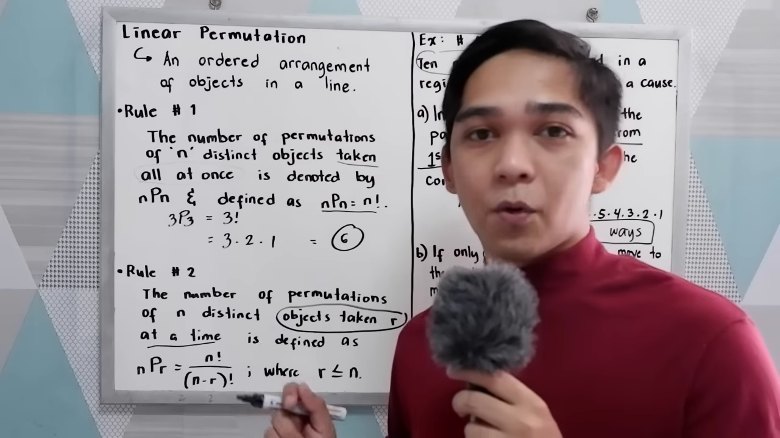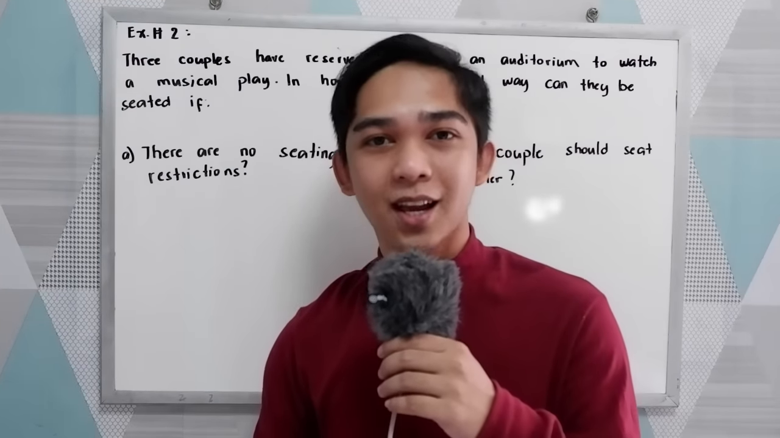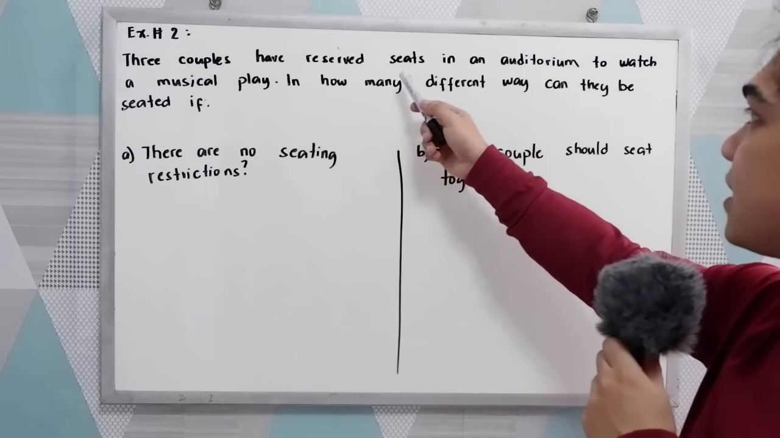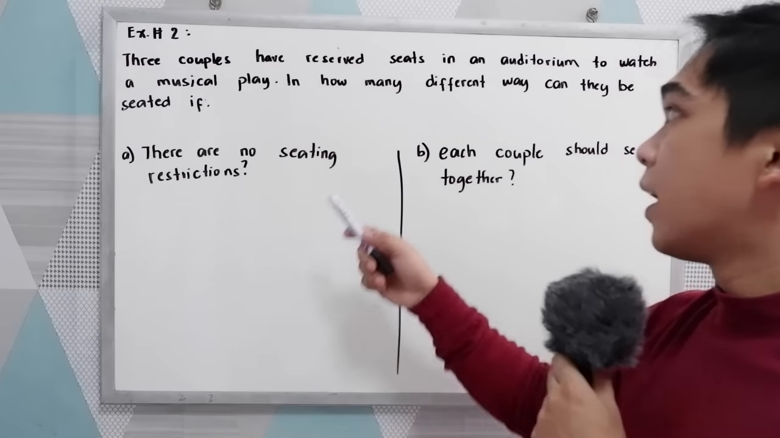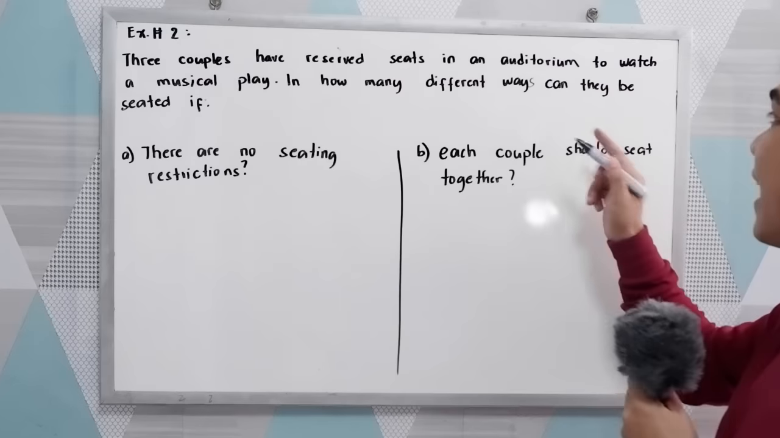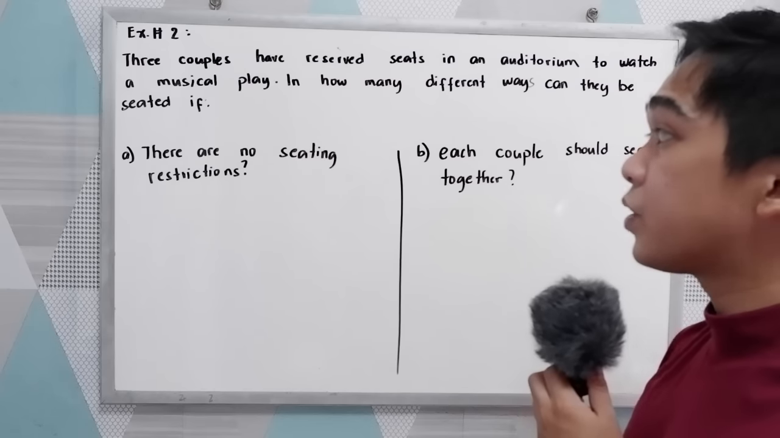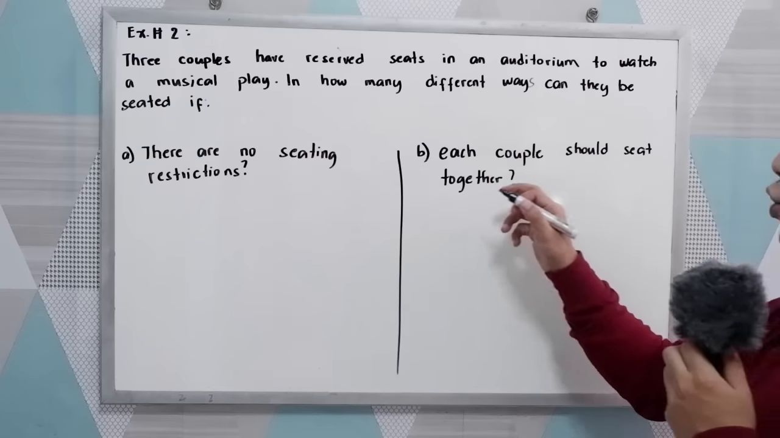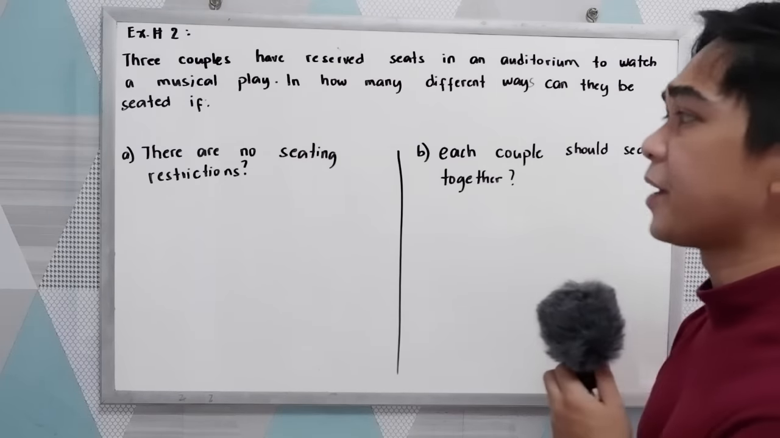Let's have another example. Now let's have our second example. Three couples have reserved seats in an auditorium to watch a musical play. In how many different ways can they be seated if, letter A, there are no seating restrictions, B, each couple should sit together? So let's start with letter A.